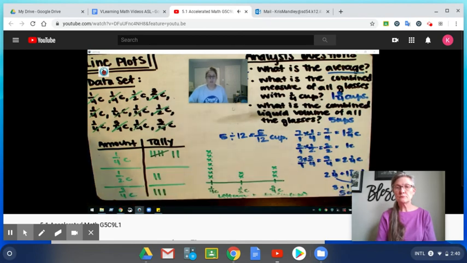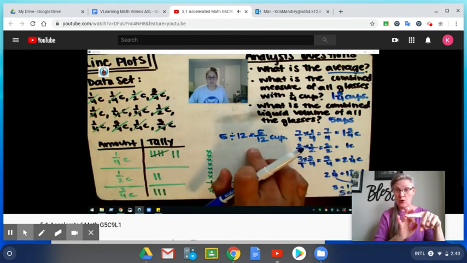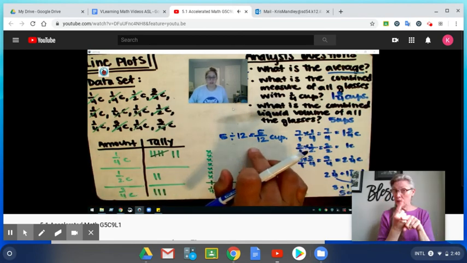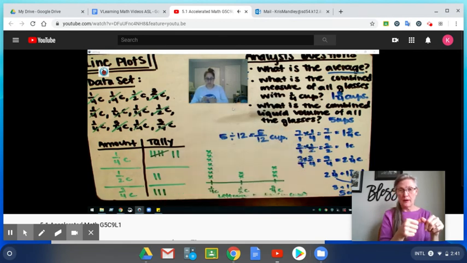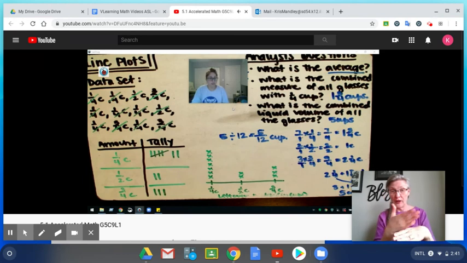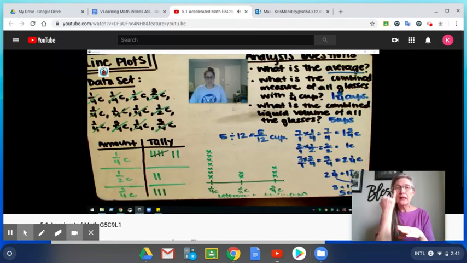Remembering that fractions are division problems, right, my friends? When we're finding the average, don't forget that if this is fractional data, your average will be fractional too, probably. So keep in mind that main concept that fractions are division problems.